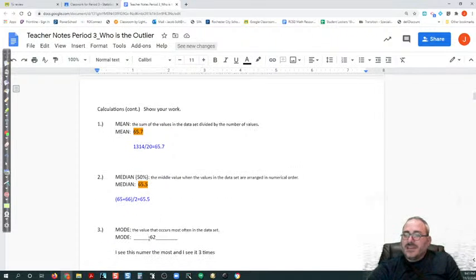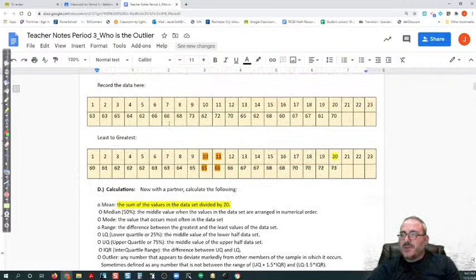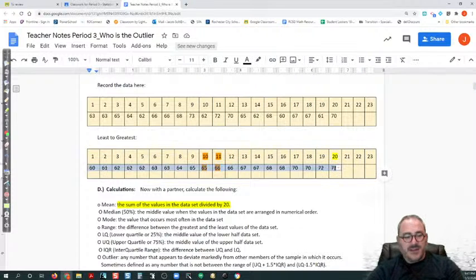Mode. Mode is the value that shows up most often in the data set. The value that occurs the most is the mode. All right, the mode. So which value showed up the most? Well, remember that, what was that one? That number that showed up like, what, 3 times? There's a number in there that showed up 3 times.